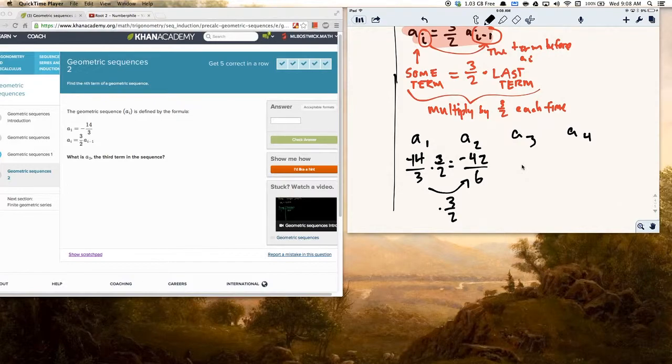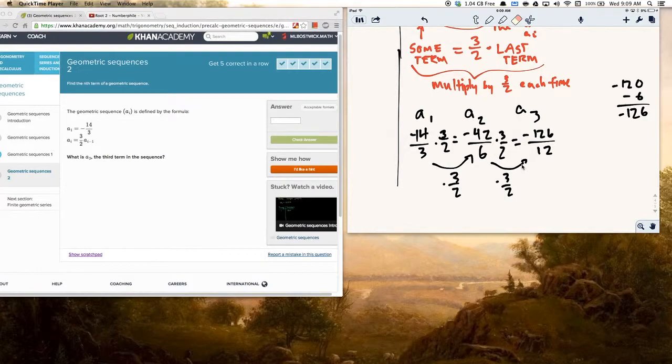Okay, to get to the third term, I'm going to have to multiply by 3 halves again, so let's go ahead and do it again. So negative 42 times 3 is negative 126, and 6 times 2 is 12. And so I could be reducing these fractions. In fact, I probably should. But I'm going to go ahead and proceed here just because it's getting a little bit easier to look at.